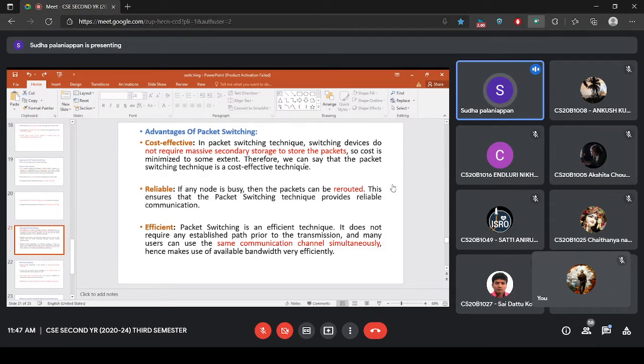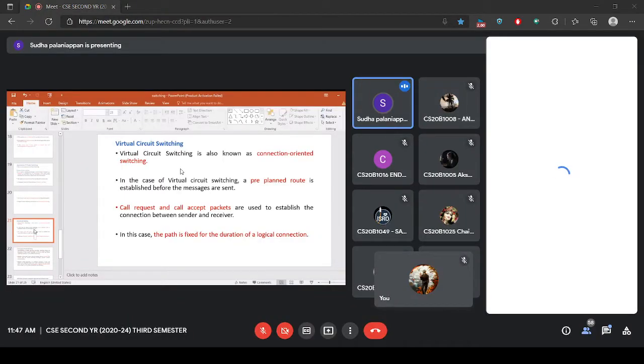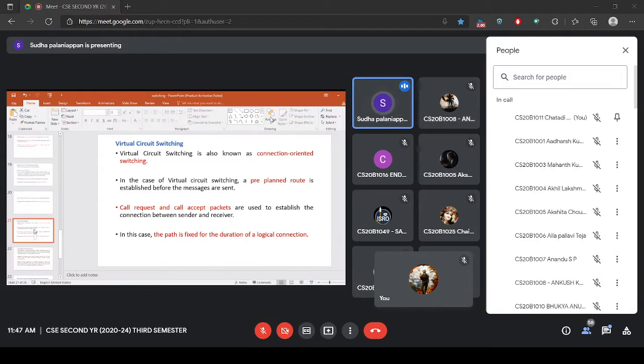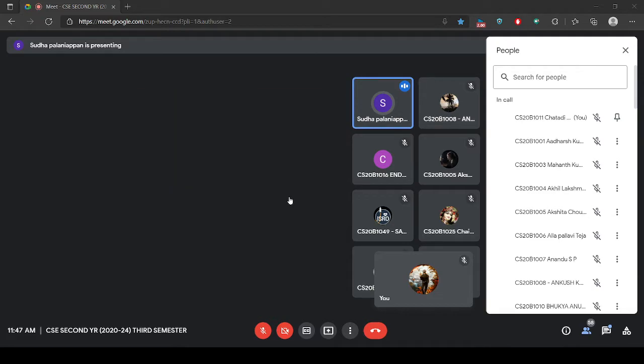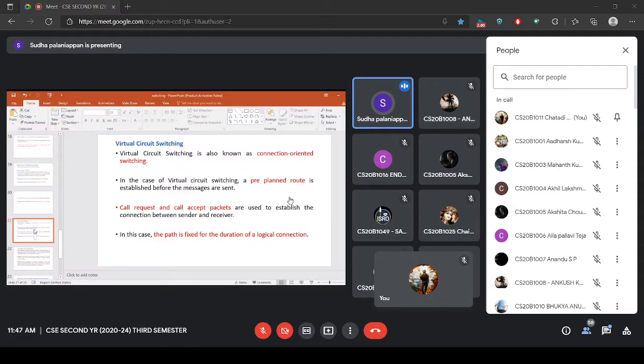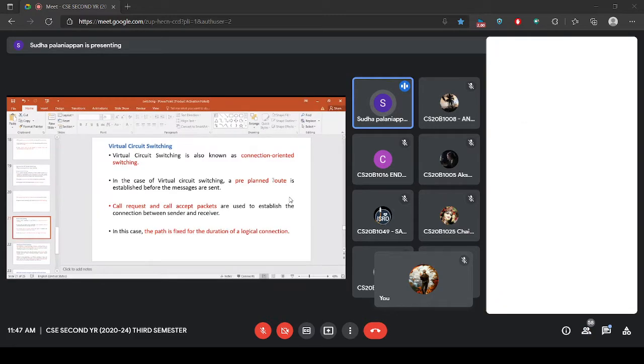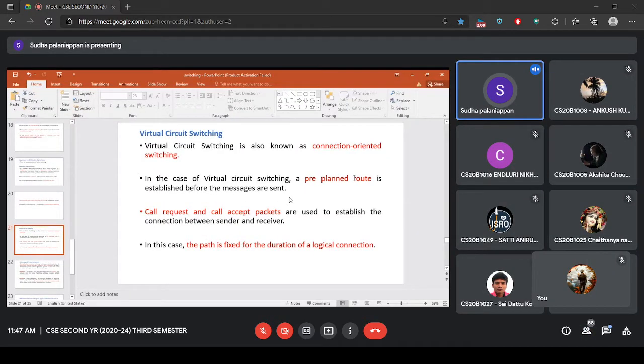I think this slide has to come forward. Packet switching, okay? Virtual circuit switching. Let's see what virtual circuit switching is, which is a connection-oriented switching. So datagram is connectionless, and virtual circuit is connection-oriented switching, which has a pre-planned route, right? There we don't have any plan for routing. Since the datagram does not maintain the connection state, it is called connectionless.